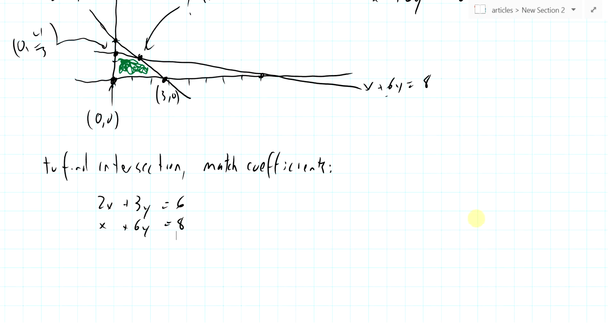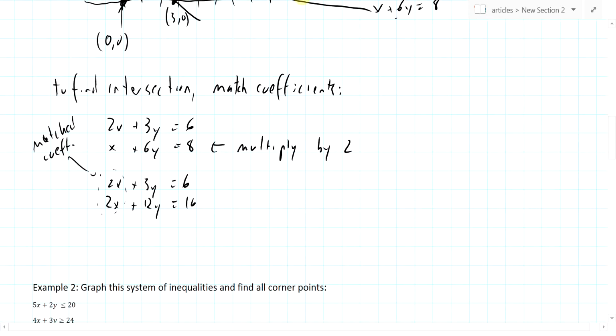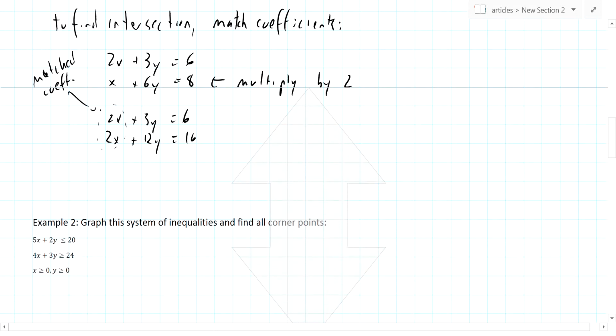So multiply this one by 2. And what does that give me? It gives me 2x plus 3y equals 6, because I didn't do anything to the first equation, but multiplying the second one by 2 gives me 2x plus 12y equals 16. And what we've done here is, by multiplying by 2, we have matched the coefficients on x. Right? And why is that useful? Well, if we match the coefficients on x, then we can subtract the top equation from the bottom equation.